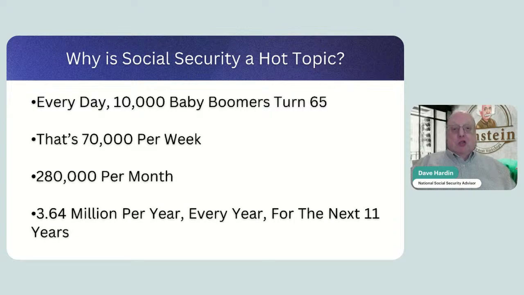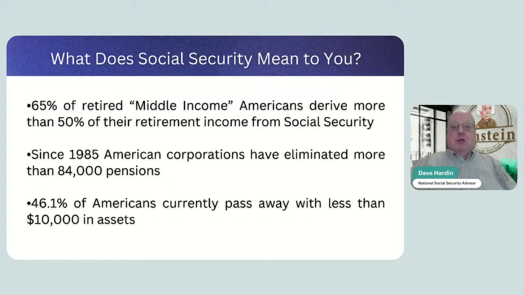But there's a huge number of people who are getting older and reaching the age where they're thinking about retirement and wondering what to do and what's right. Maybe more importantly, 65% of middle income Americans, that's us, that's not Elon, and it's not the guy living in the cardboard box on Main Street, it is you and I, derive more than 50% of our retirement income from Social Security, from one single source.